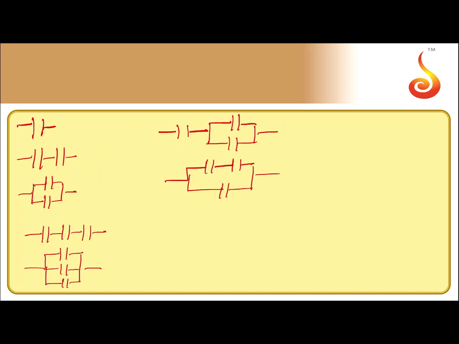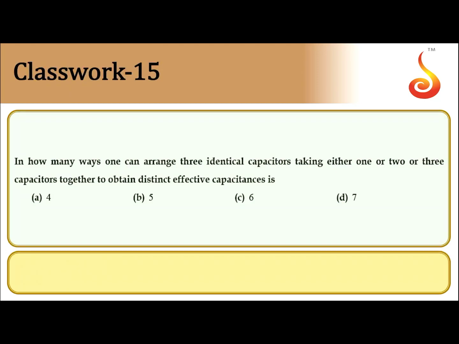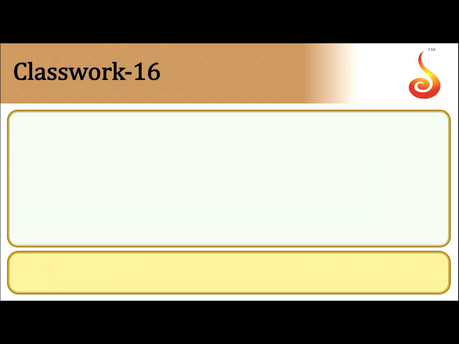So if you look at this combination, how many combinations are possible? 7 combinations are possible. So these are all the possible combinations of 3 capacitors giving rise to distinct values. And as a practice, you can find out the capacitance of each of the systems also.